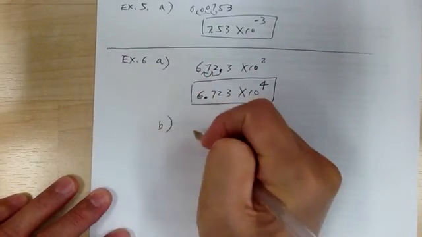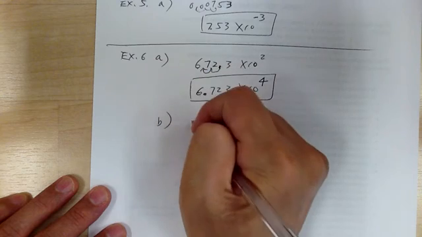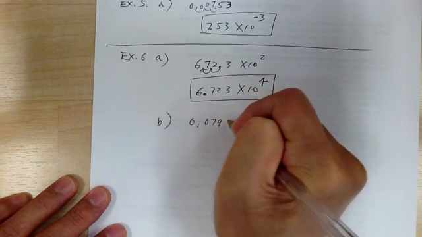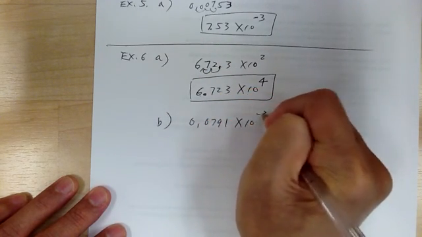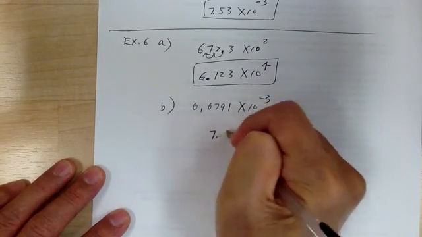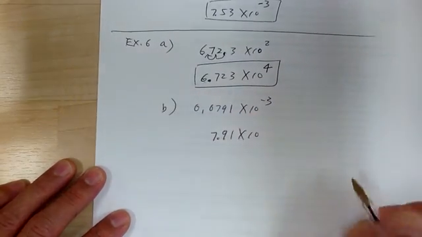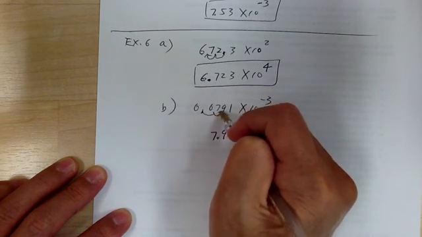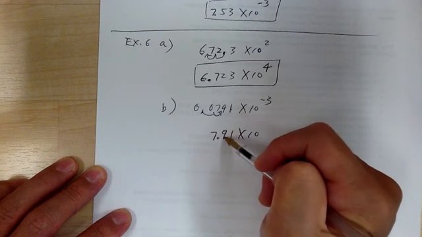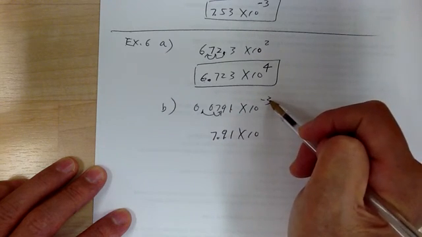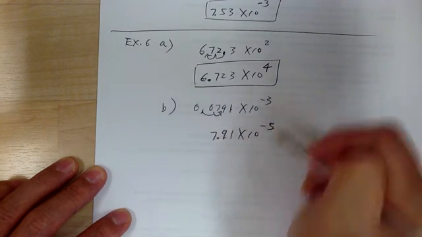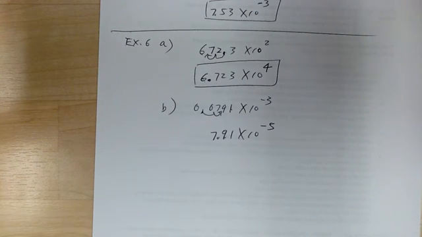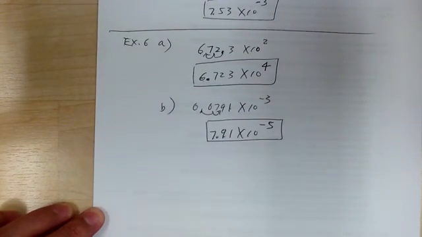Okay, let's go to B. Got 0.0791 times 10 to the negative 3. So you can write away 7.91 times 10 to the something. So you have to move decimal. Right now it's over here, right? So you have to move over 2 places, right? So this number becomes bigger. That means you have to become smaller. So it becomes minus 5. Okay. Again, if one number becomes smaller, the other one has to become bigger to compensate for it. Okay, and that's it.